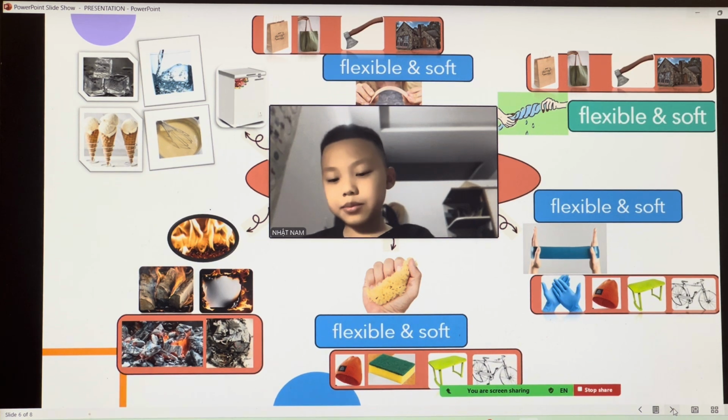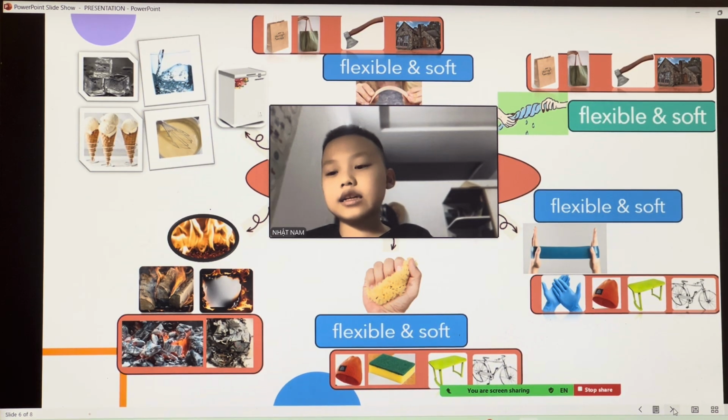But we cannot stretch something, not some material. Okay? The table and the bag are things, not material. The table and the bag are made of hard and rigid material, so you cannot stretch them. Okay? Now, tell me what is the next way to change the material?